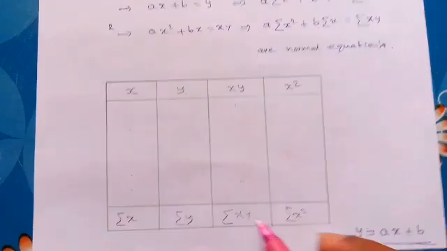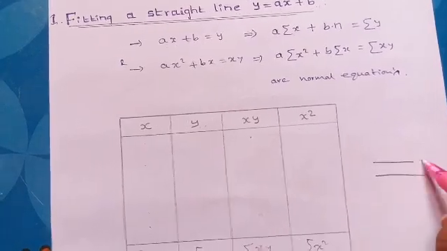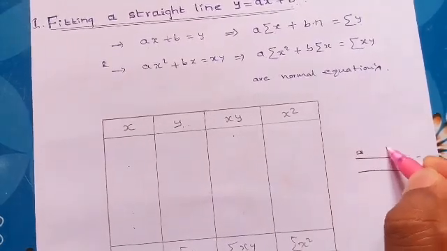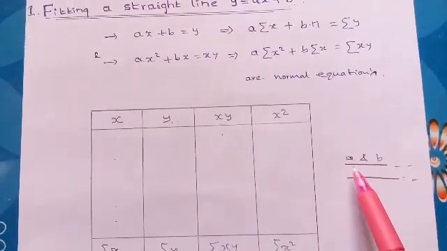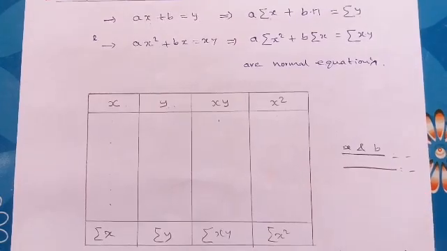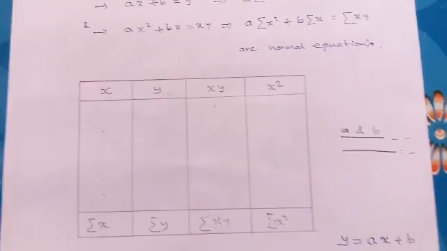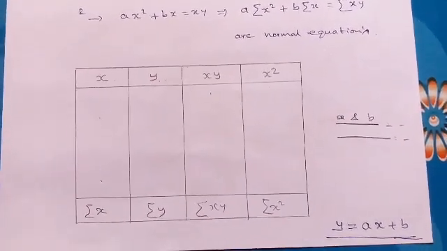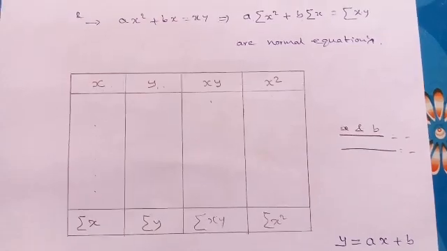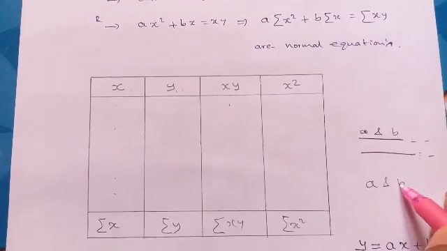Substitute all these values into the normal equations. You will get two equations in two unknowns, a and b. Solve these two equations using a calculator: in the mode option, you will find the equation option. In that we can choose linear equations, two equations with two unknowns, and substitute the coefficients of a and b in both equations. You will get the values of a and b.